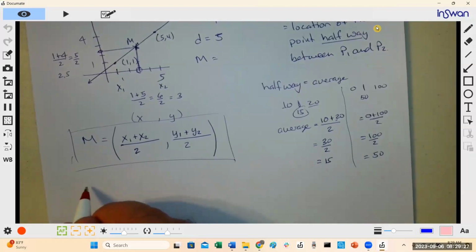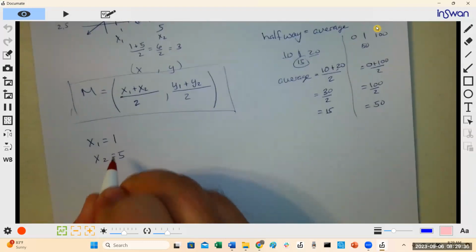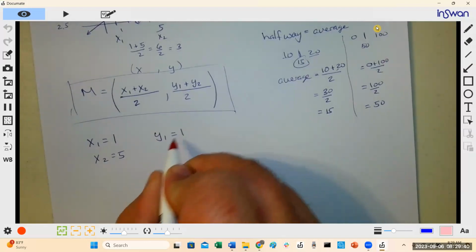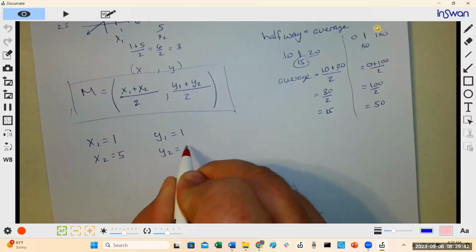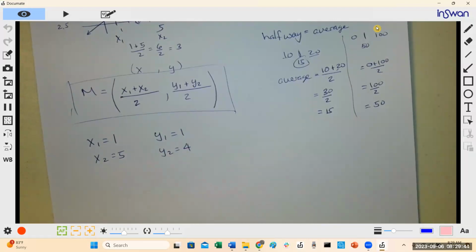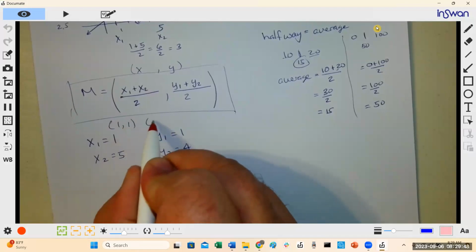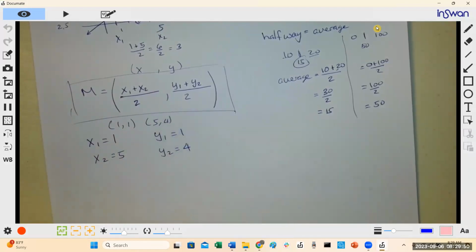So in our example, x1 is 1, x2 is 5, y1 is 1, y2 is 4. Because we're using our 2 points, (1, 1) and (5, 4).